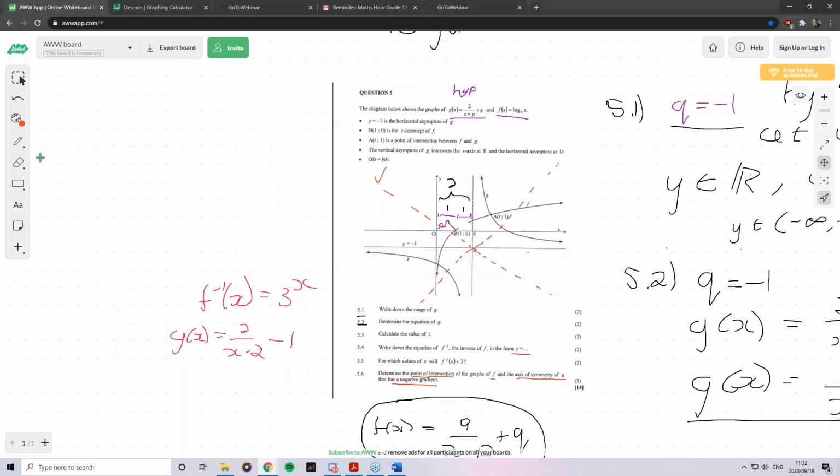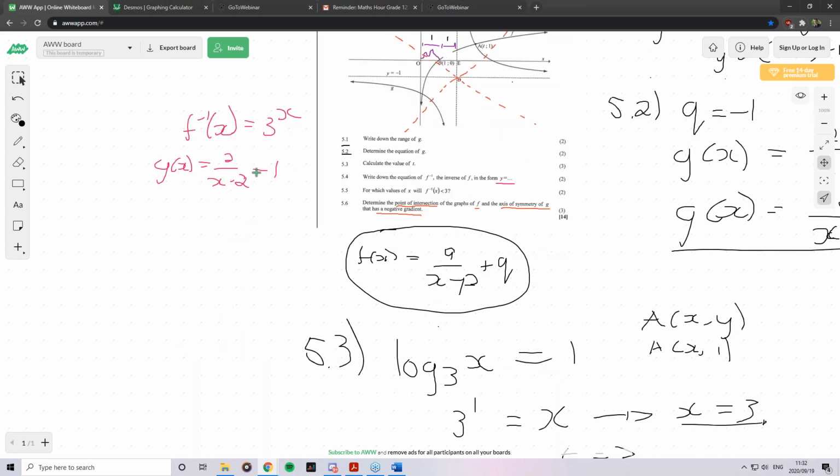Now, something really important is that if g of x is equal to 2 over x minus 2, minus 1, there's a shortcut method to find its axis of symmetry. We said that the axis of symmetry is y equals, you take this, so x minus 2 minus 1 is equal to x minus 3. This is the one with the positive gradient. Or we take minus x minus 2 minus 1. These are your two equations for your two axes of symmetry.